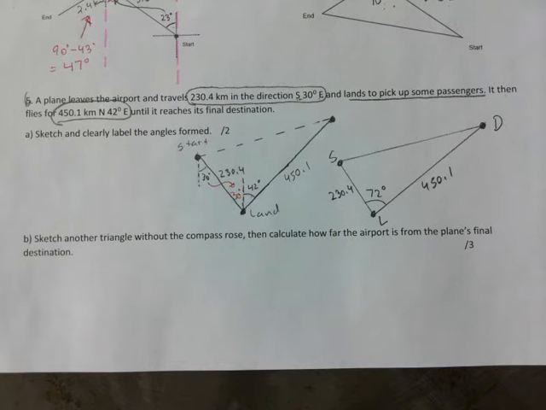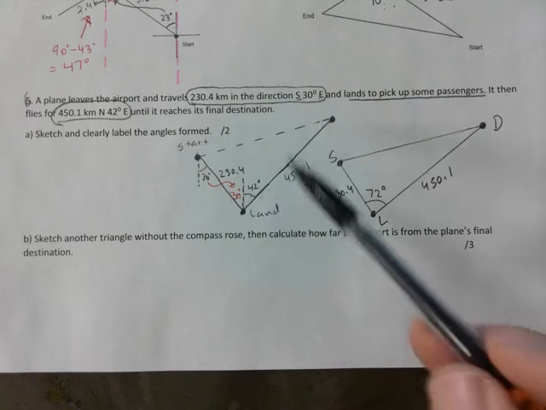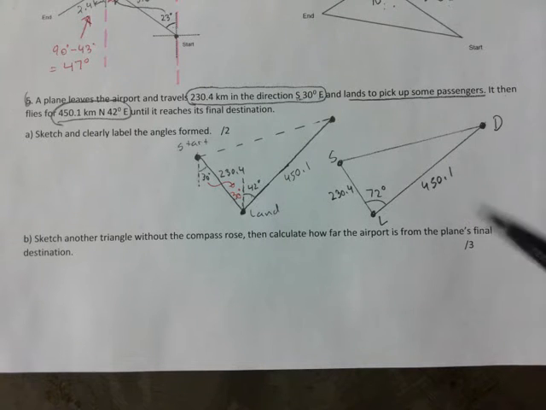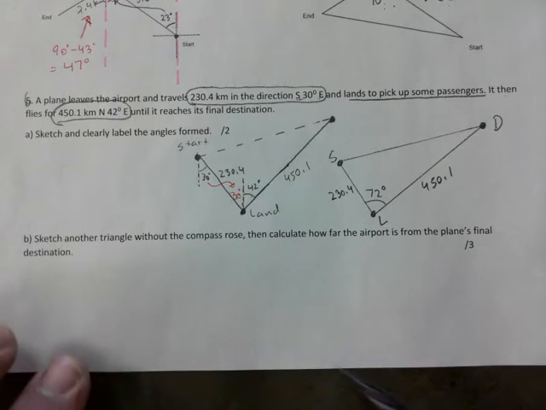Sketch another triangle without the compass rose. I did that. I would strongly suggest you do that, guys. Don't use the messy version. This is your story, and now make a clean version of it. Sketch another triangle, and then let's calculate it.